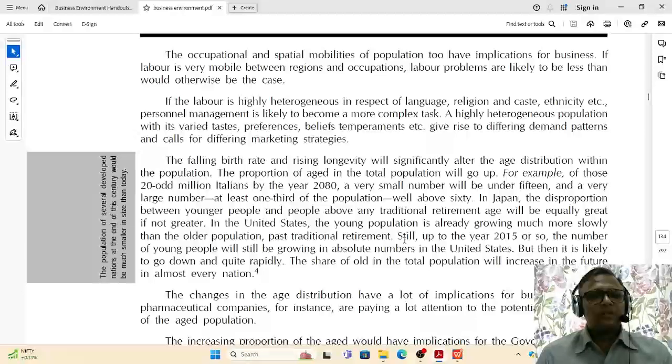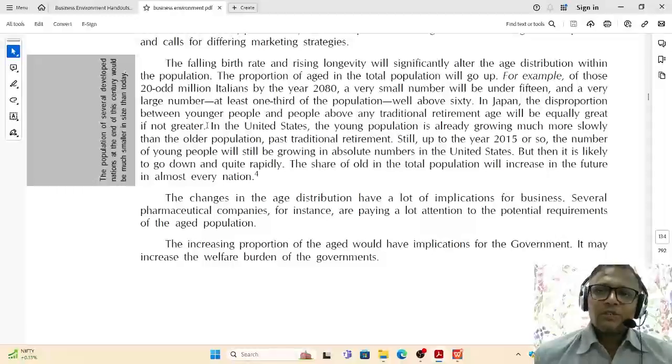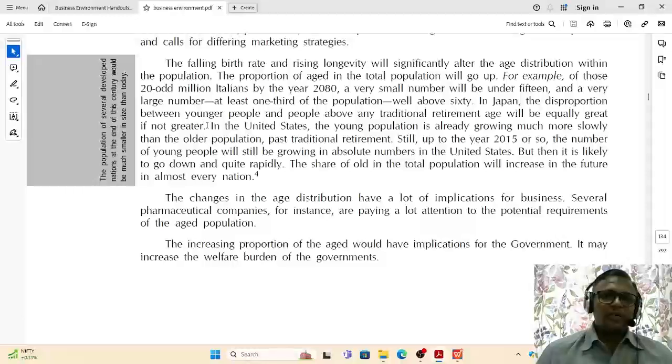Thus, the falling birth rate and the rising longevity will significantly alter the age distribution within the population, and the proportion of the aged in the total population will go up. For example, of those 20 odd million Italians by the year 2080, a very small number will be under 15, and a very large number, at least one third of the population, will be above 60. In Japan, the disproportion between the younger people and the people above any traditional retirement age will be equally great, if not greater. In the United States, the young population is already growing much more slowly than the older population, past the traditional retirement age.